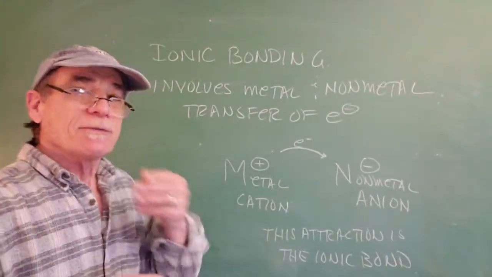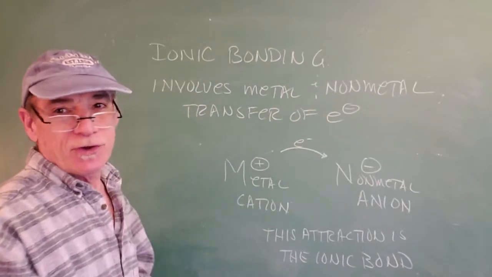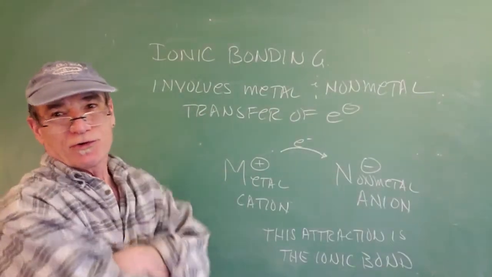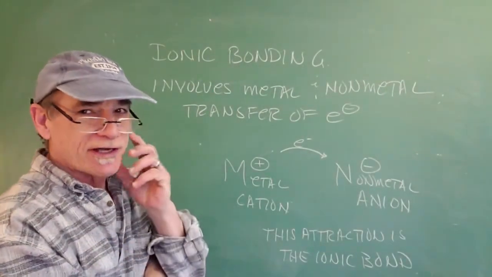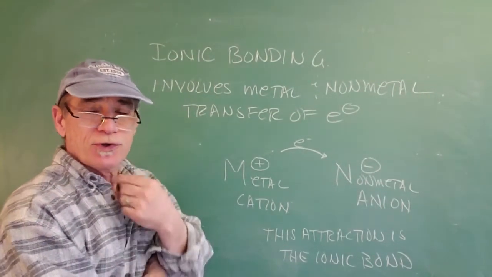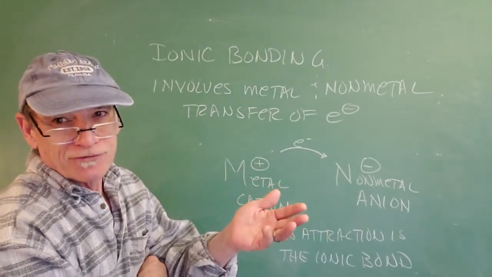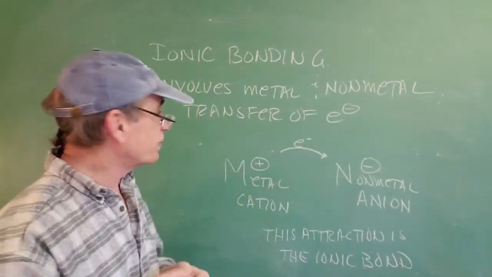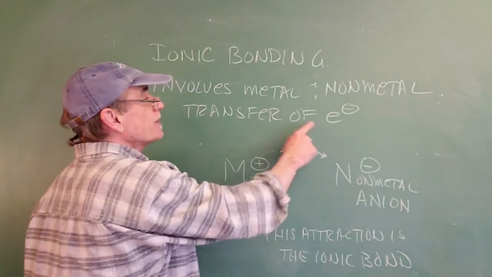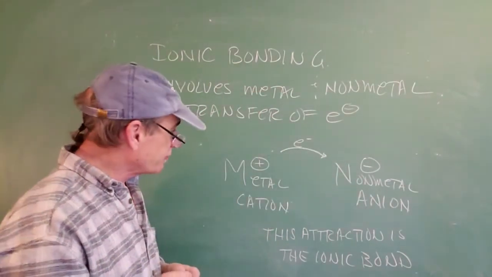Okay, well, in ionic bonding, again, involving a metal and a nonmetal, the one thing we know about metals, at least what we've learned over the semester, is that they like to lose electrons. That's one of their big properties, and nonmetals like to gain them. So when you put a metal and a nonmetal together, there's an obvious transfer of electrons from the metal that wants to lose them to the nonmetal that wants to gain them. So a transfer of electrons, that's key to the definition of what happens when an ionic bond forms.